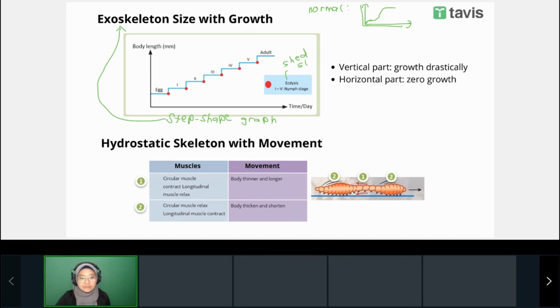Shed skin. The vertical part of the growth graph indicates that growth occurs drastically. The size of the animal increases drastically. But the horizontal part over here indicates that there is zero growth of the animal.